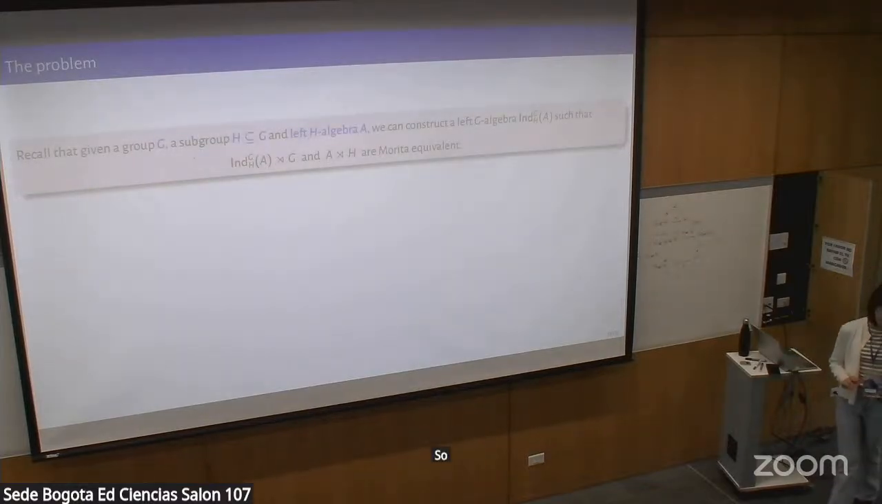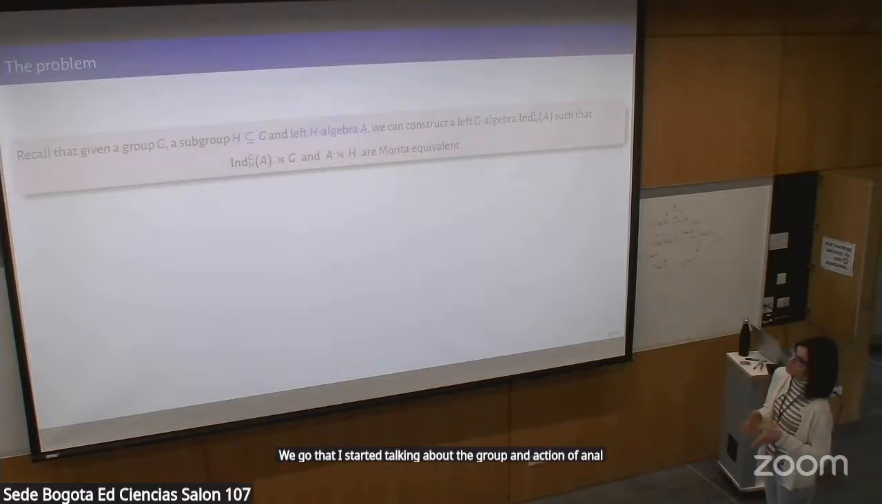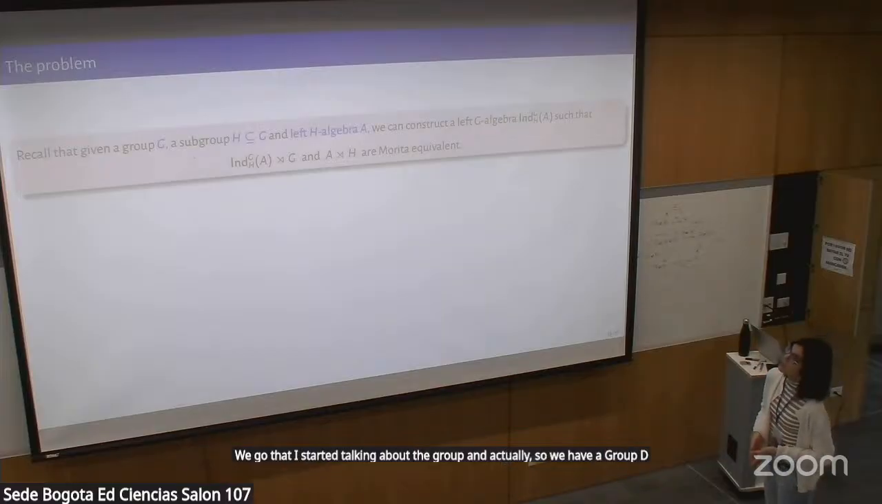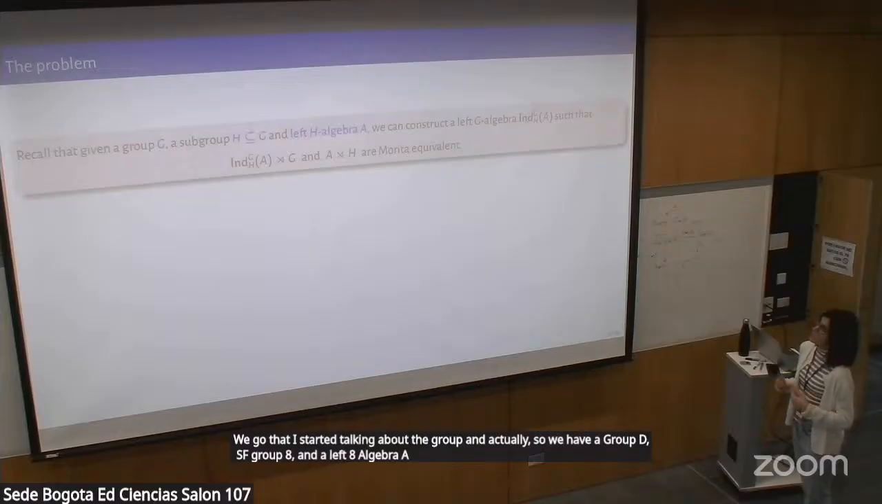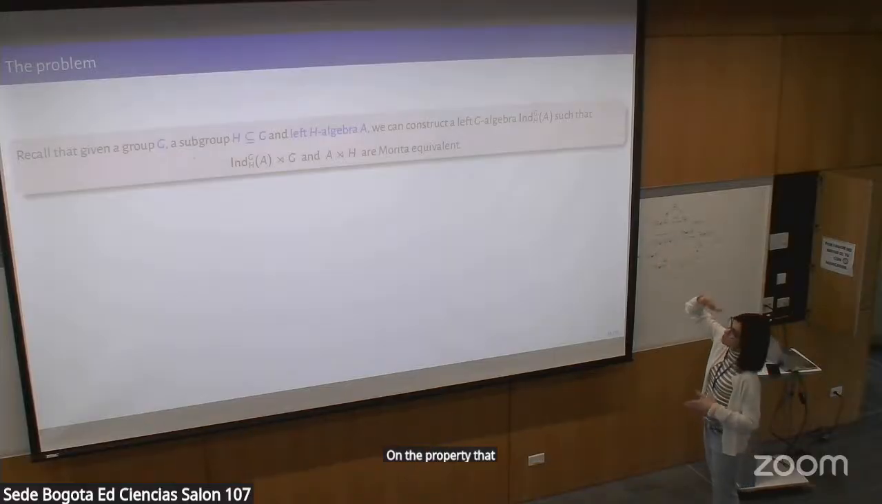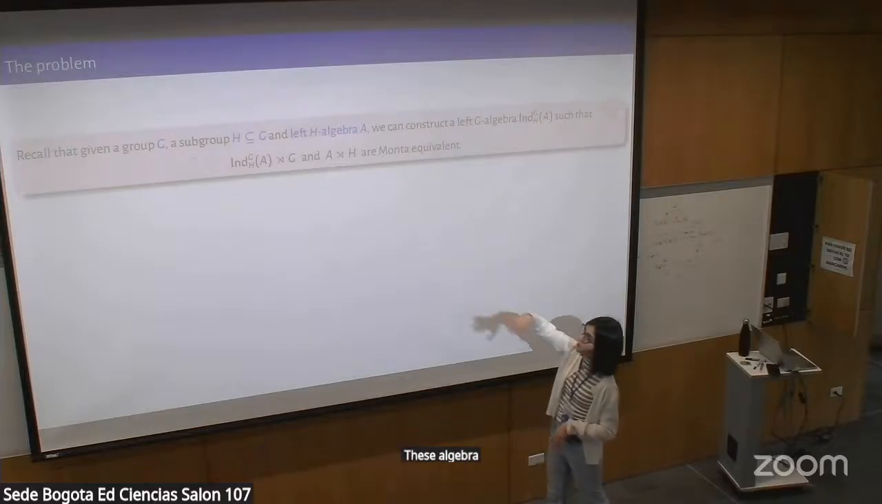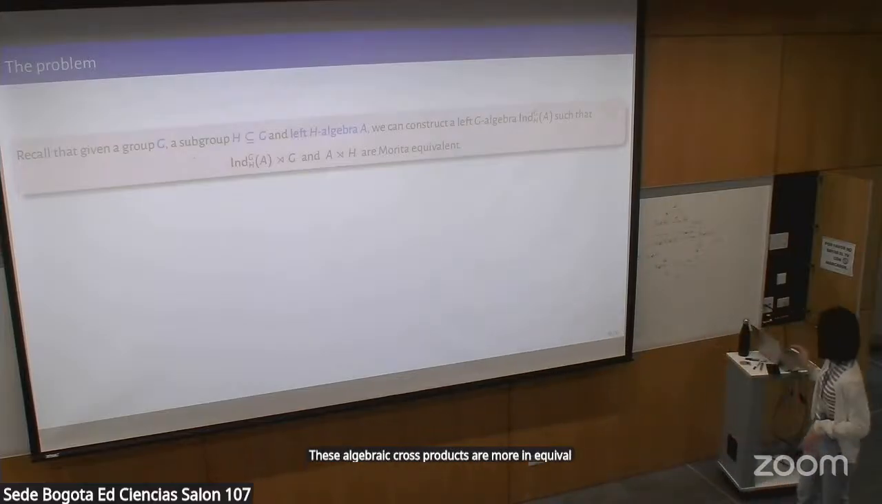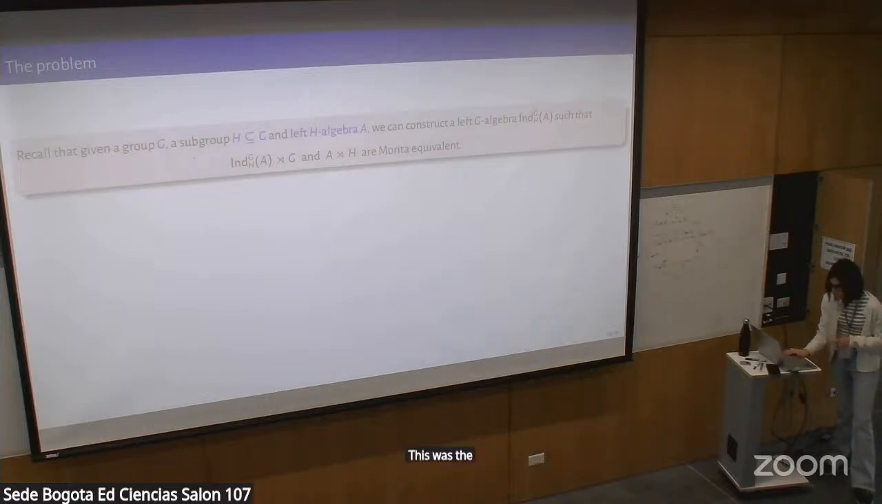So what was the original problem? Recall that I started talking about the group and action of an algebra. So we have a group G, a subgroup H, and a left H algebra A. And we can construct a left G algebra, the induced algebra of A. And the property that this G algebra has, one of the properties, is that these algebraic cross products are Morita equivalent. Okay? This was the case for groups.